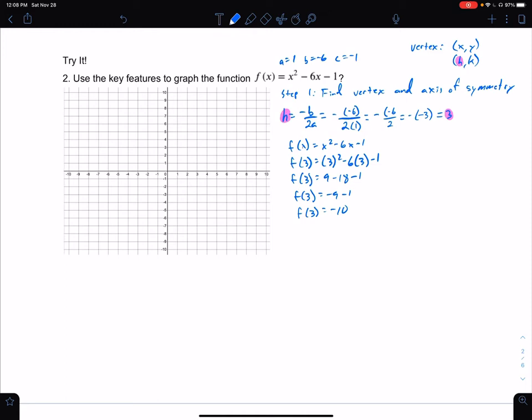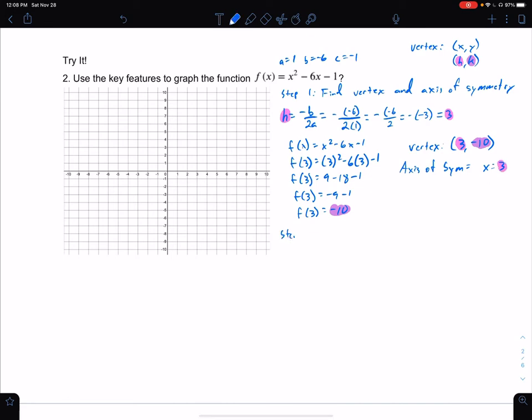So our vertex is going to be 3, negative 10. Remember that represents your value there. And then my axis of symmetry, not a ton of work to do for that. It's just your h value.